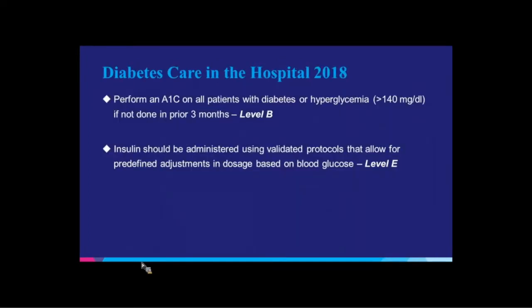So without much ado, the guidelines. So the first guideline I want to address is that they do recommend at a level B of evidence that we should get an A1C on all patients with diabetes or hyperglycemia, if not previously diagnosed with diabetes, with blood sugar of 140 milligrams per deciliter, if not done in the previous 3 months.